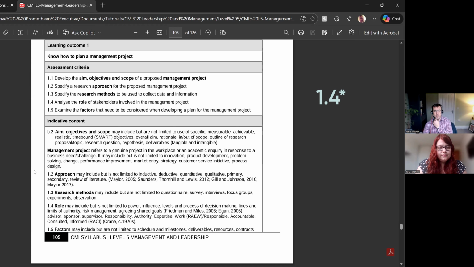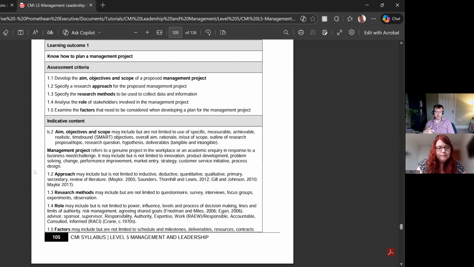1.1, analyze the role of stakeholders involved in a management project. Here, a couple of things you could think around. One is to identify, and you might want to define stakeholders for your project. Who are they? Where are they? And what level of influence or interest might they have in your particular project? For that, you could use a Mendelow matrix type approach and map your different stakeholders by power and by interest. You could do that in a practical sense because it's a real world project, don't forget.